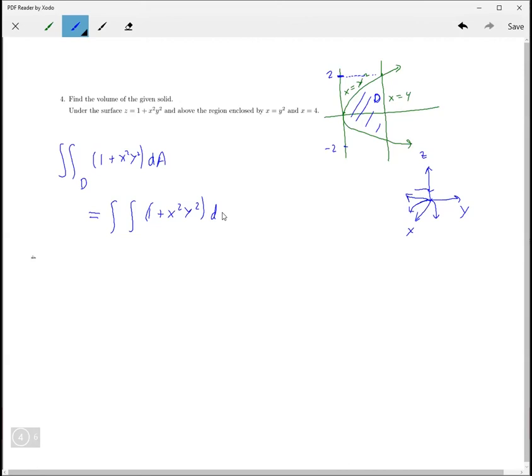I'd say X first. If it was X, it'd be 0 to 4. And if it was Y, it'd be -2 to 2. Right? Or wrong? That's if it were a rectangle.